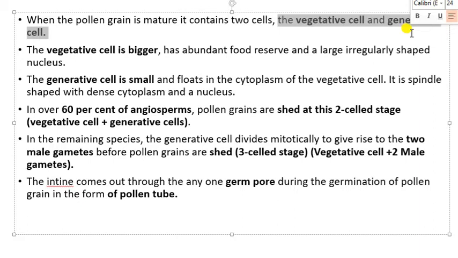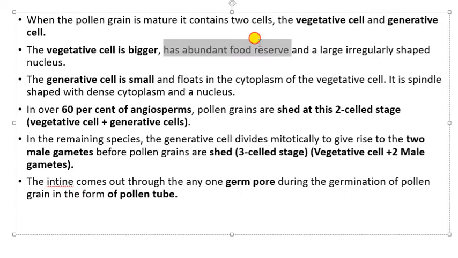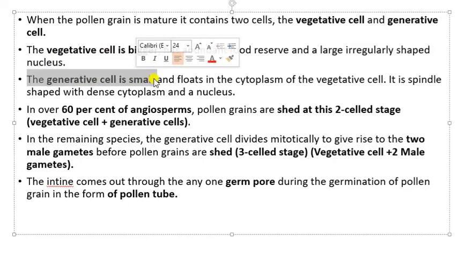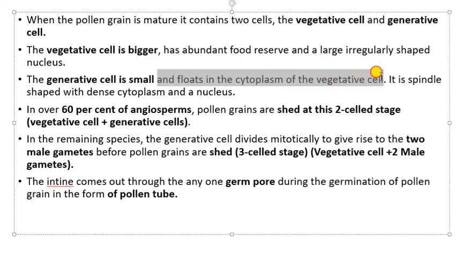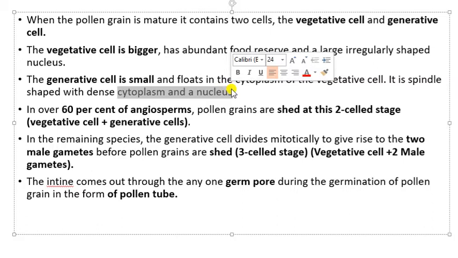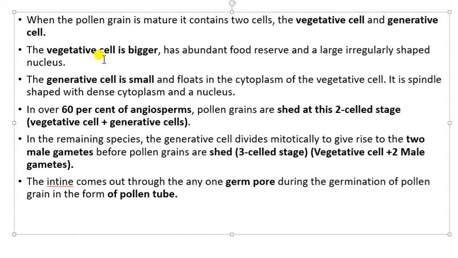The vegetative cell is bigger in nature. It has an abundant amount of food reserve material. It has an irregularly shaped nucleus, while the generative cell is smaller and floats in the cytoplasm of the vegetative cell. The generative cell has a spindle shape and has dense cytoplasm as well as nucleus. So if you compare these two cells, the vegetative cell is bigger in nature. It is also known as the tube cell, and the other one is known as the generative cell. And this generative cell, in future, is going to give rise to two male gametes.